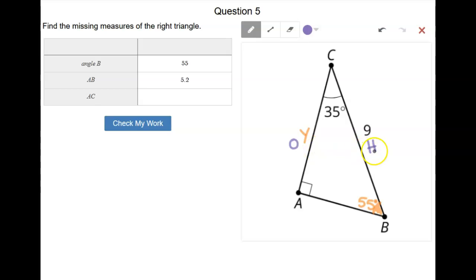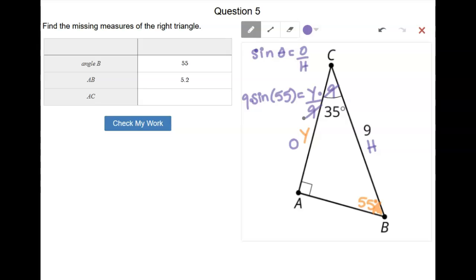So the trig function, again, that uses opposite and hypotenuse is sine. So we'll do sine of theta is equal to the opposite over the hypotenuse. We know that the theta that we're working with this time is 55, so sine of 55 is equal to y over 9. And again, I want to multiply both of these sides by 9 first because I want to get rid of this denominator.